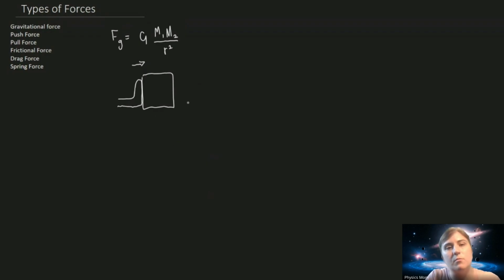Pull force is the same case. I could tie a rope to this block. I could pull the rope. I could pull it this way. The rope is made up of particles. Those particles want to stay together. They want to not break apart. They're going to hook on together and pull the block with it. So that's kind of the idea between the pull force.